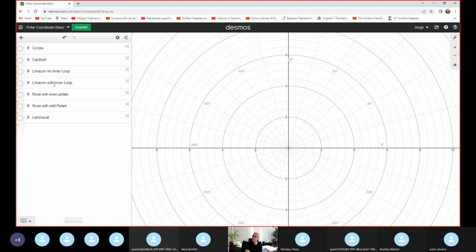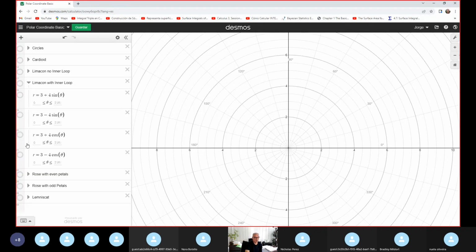Now, another version of the limacon, with the inner loop. What is that, Professor? Okay, when it's cosine positive, do you see that we have an inner loop? And this situation happens when the coefficients are different, and the coefficient in front of the trigonometric function is bigger than the other. See, the coefficients are the same.